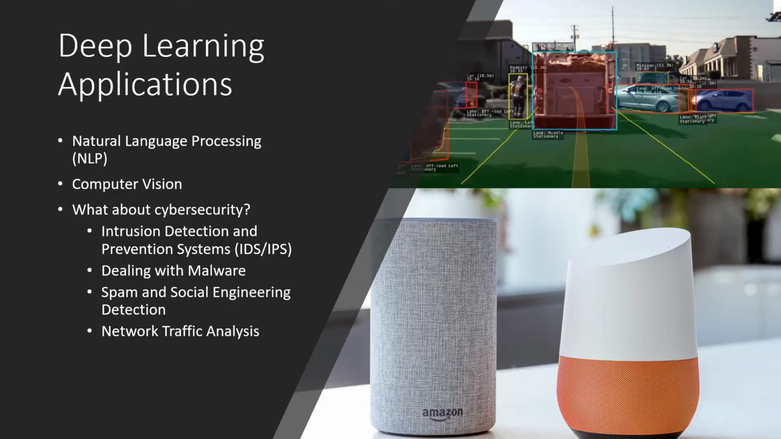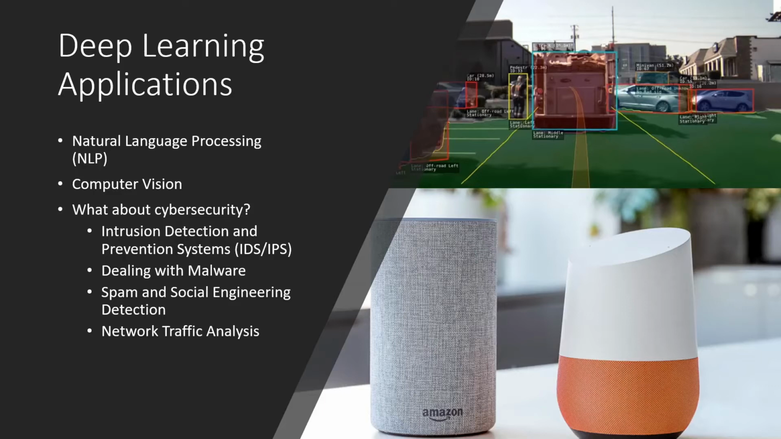And then what about cybersecurity? So naturally, deep learning has gained a lot of momentum. It's very popular, trending, a hot area. And for cybersecurity, we have some applications. The most popular ones are intrusion detection and prevention systems, which is what I mostly worked on. You want to use artificial intelligence to detect if an intrusion has happened, or maybe even predict it so it doesn't happen. You can also use it for dealing with malware.